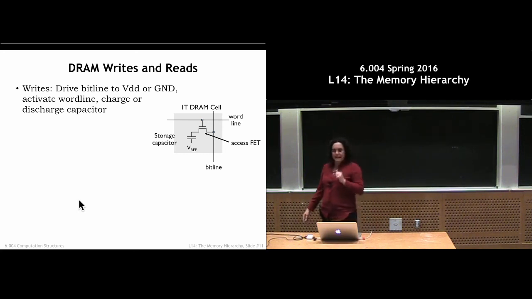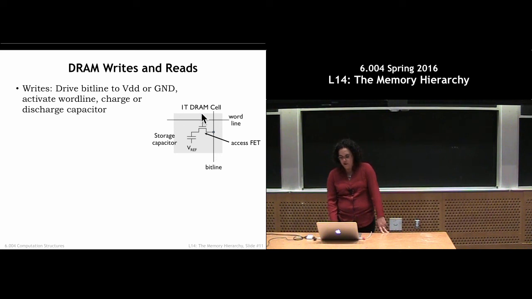Okay, so let's take a look at how reads and writes work for DRAMs. In the case of DRAMs, we're actually going to start with writes because writes are a little bit simpler. So what happens here is you drive your bit line to VDD or ground, depending on what it is that you want to write into your cell.